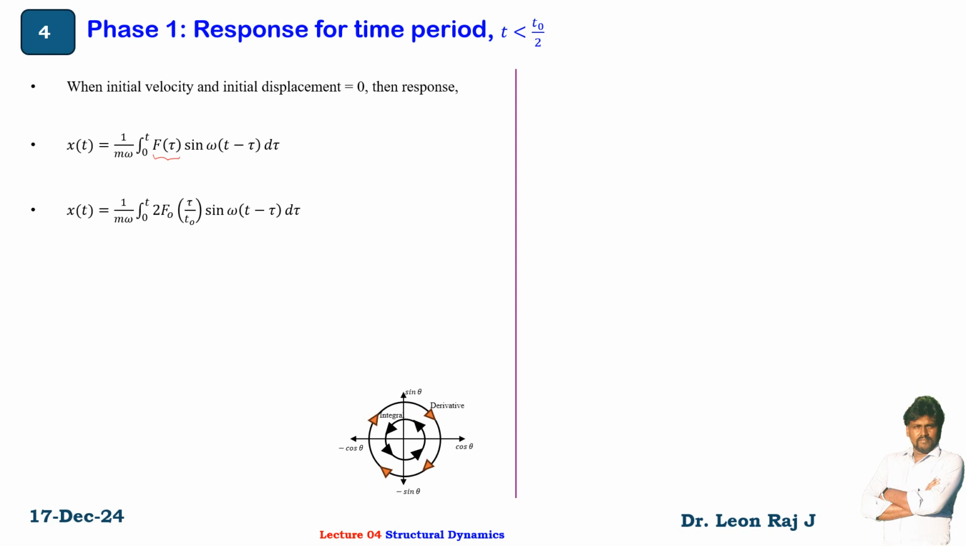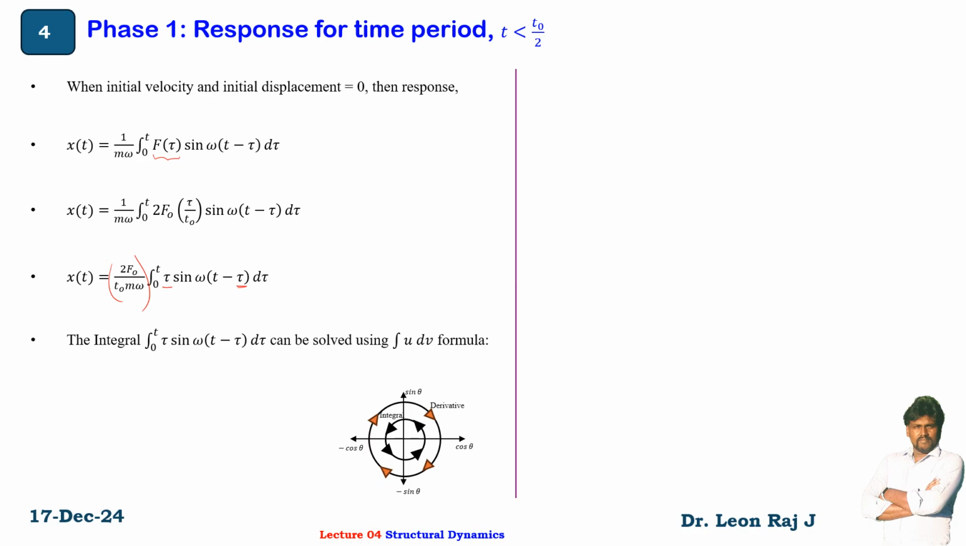Here f of tau we have derived from the line equation. So f of tau equals 2 f0 tau divided by t0. Just take the constant terms out: 1 by m omega, so 2 f0 divided by t0 m omega. Taking the constant terms out, you have the integral from 0 to t of tau sin omega (t minus tau) d tau. Here tau is a variable, and sin omega (t minus tau) is also a function of tau. So you have two tau variables, and you cannot solve by the conventional method. You have to use the integration by parts formula, the integral of u dv. What does the integral u dv formula say?